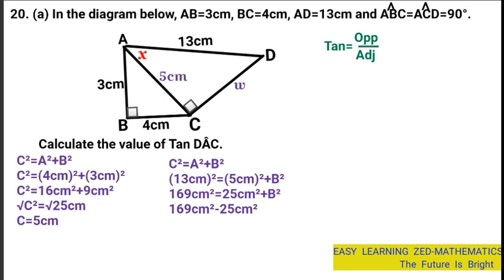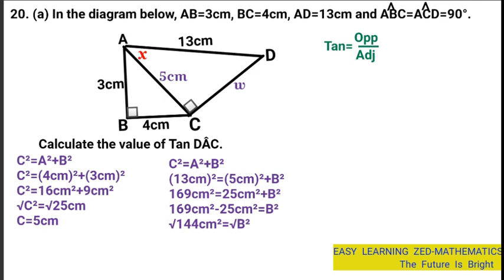Okay, once we do that, then we're going to write that. So we say 169 minus 25 is going to give us 144 centimeter squared, which will be equal to B squared. Okay, once we do that, then we are going to find the square root of 144 centimeter squared and B squared. So we're going to put the square root signs there. Okay, once we've done that, then we're going to find the square root of 144 centimeter squared, which is going to be 12 centimeter, and the square root of B squared is B.